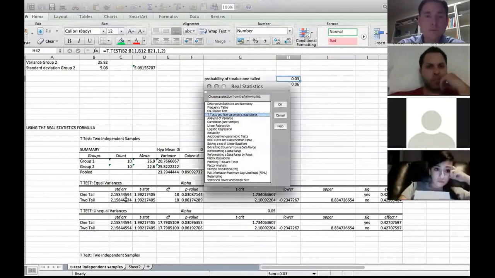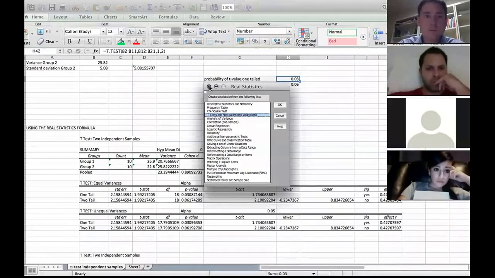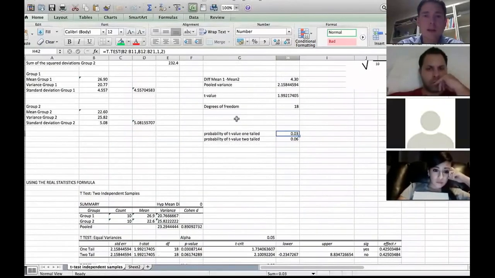Okay, and I'm going to share my Excel screen. Let's go here. Can you guys see that all right?